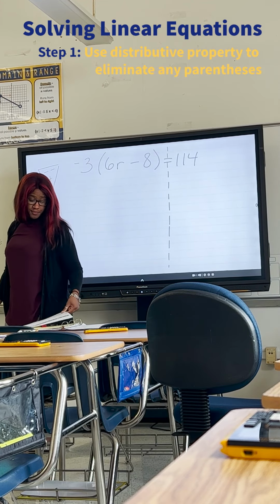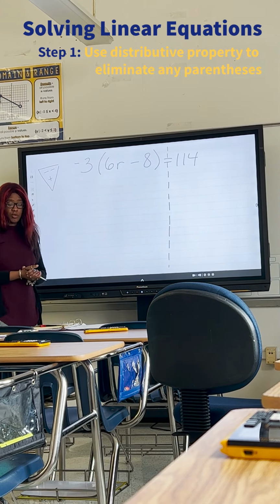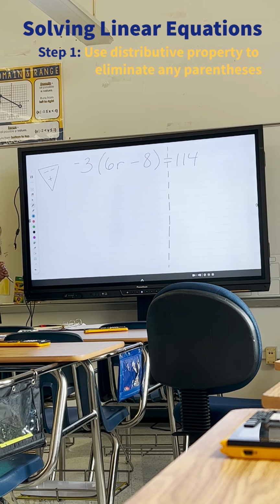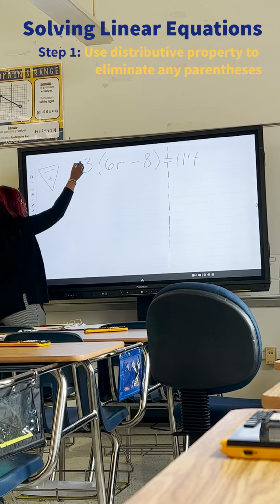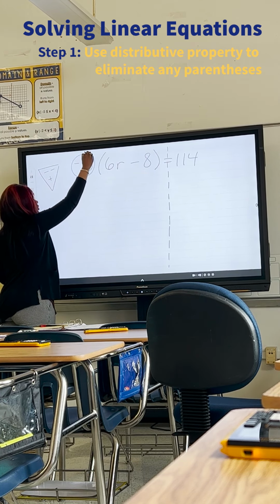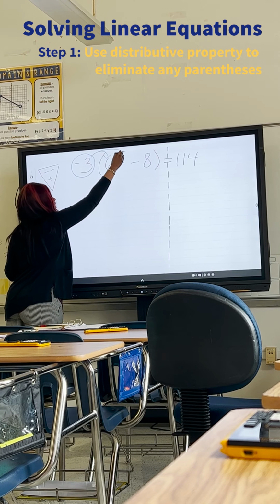Alright, step one. Step one is to use the distributive property to get rid of any parentheses. Do we see parentheses, yes or no? Yes. Okay, so I'm going to use the distributive property. We know that the term outside is going to be distributed to each term inside, okay?